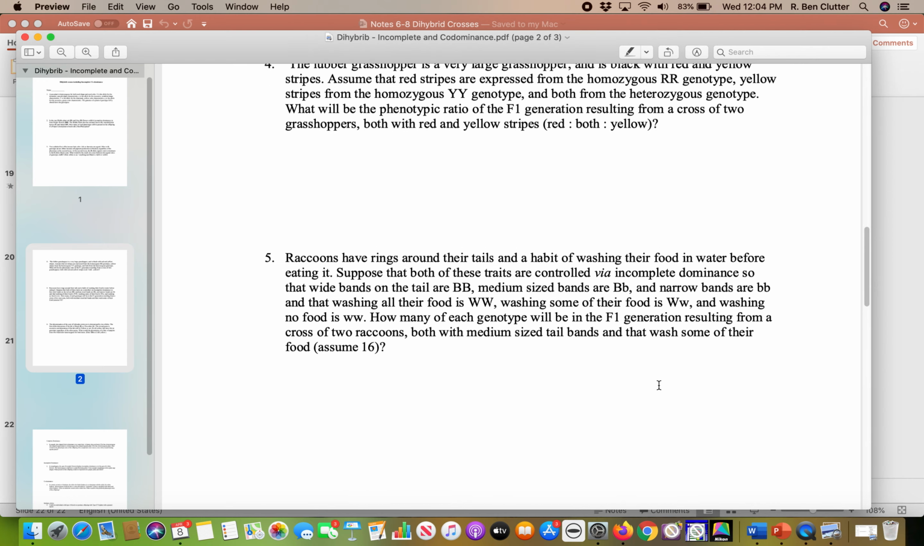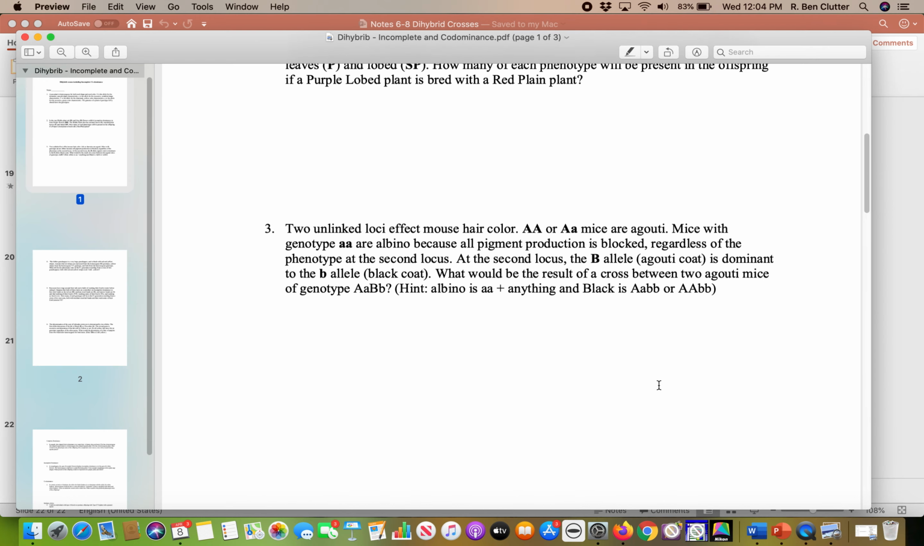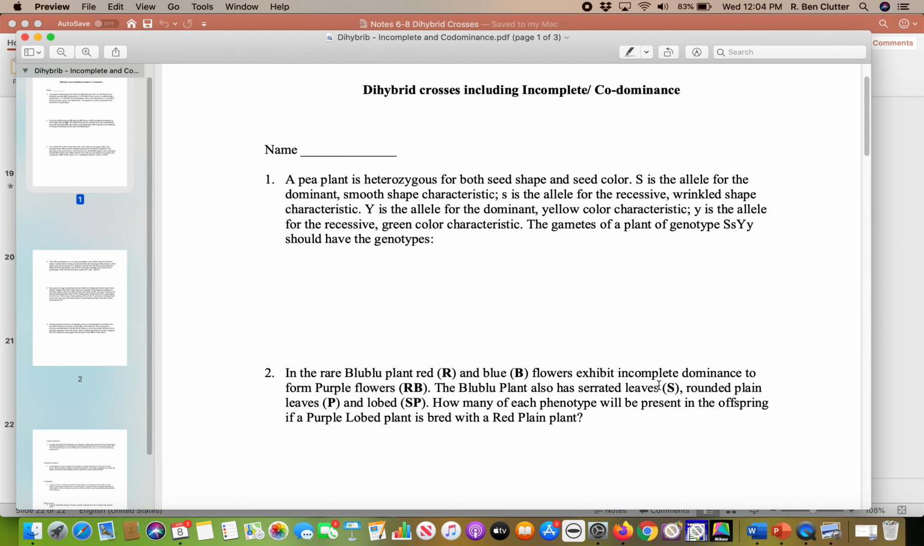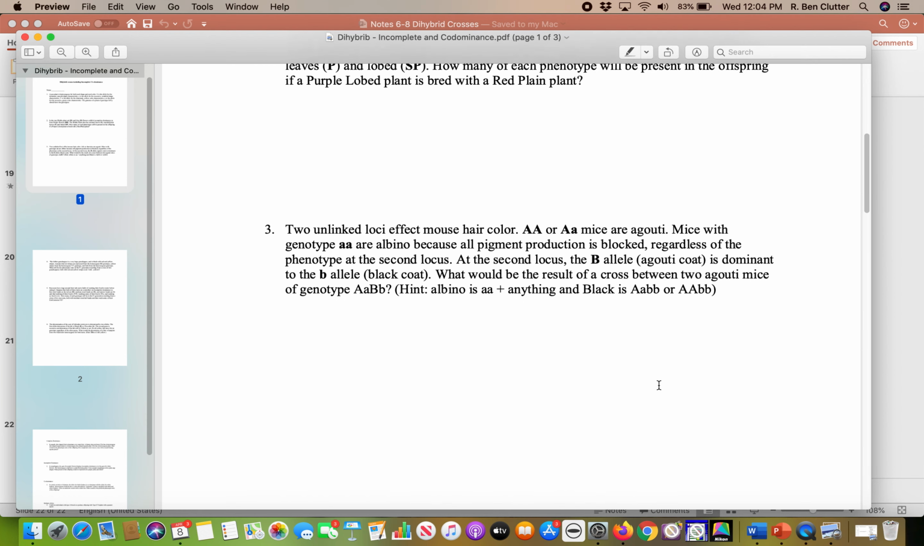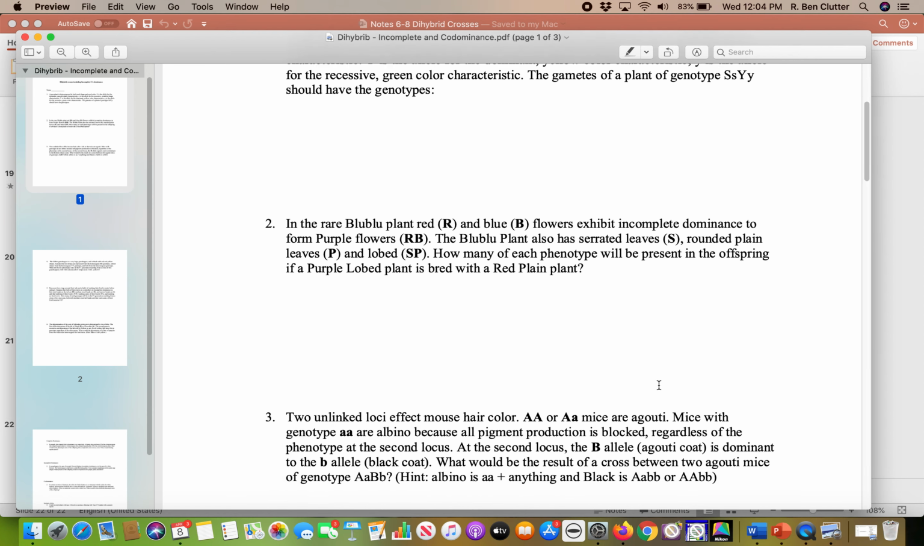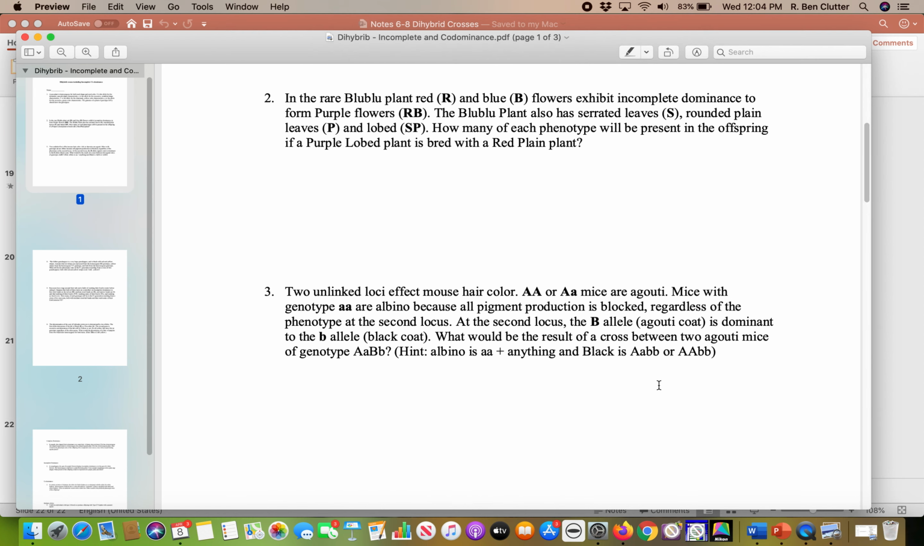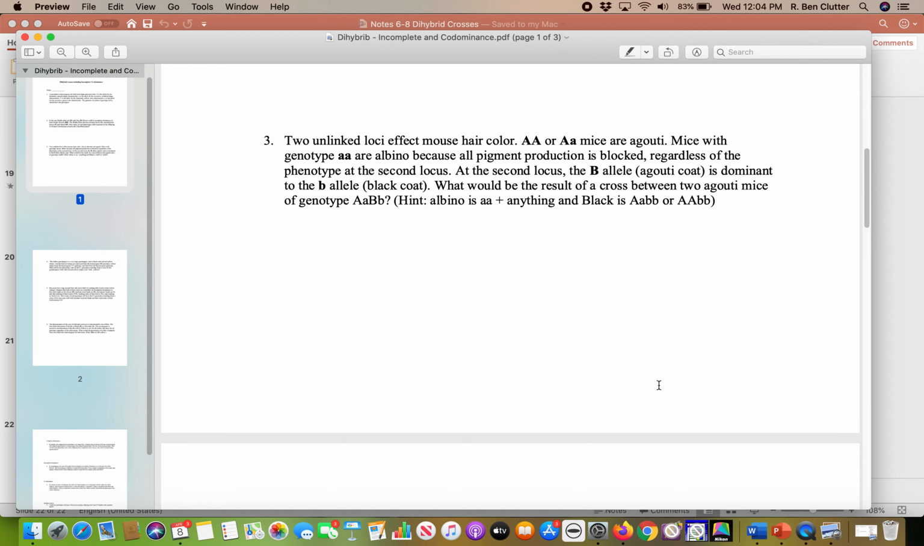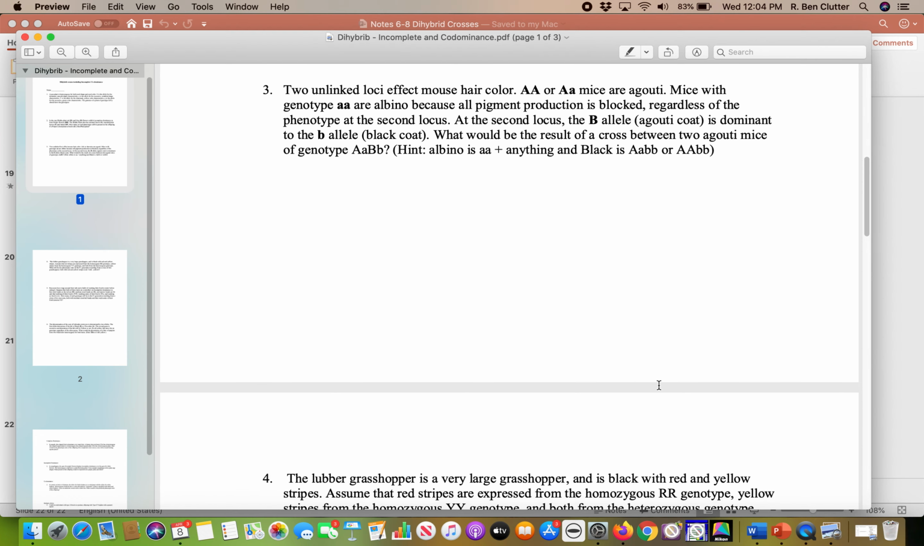Okay, so here we have the worksheet I want you to work on today. I'm not going to have you do number 1 and 2. Number 1's actually really easy. You just had to FOIL. Number 2 is incomplete codominance, but students get a little confused with that one, and I'm just going to skip over that one for now.